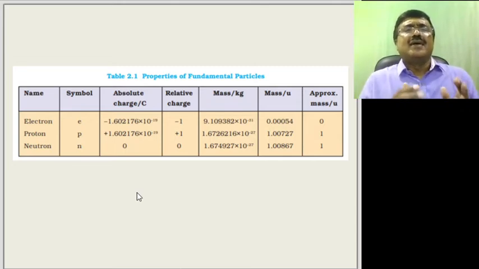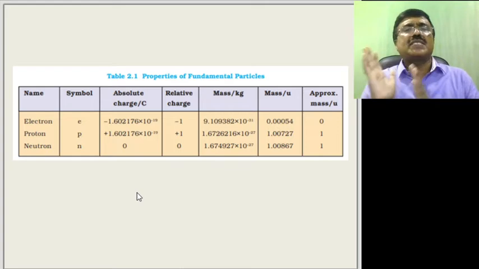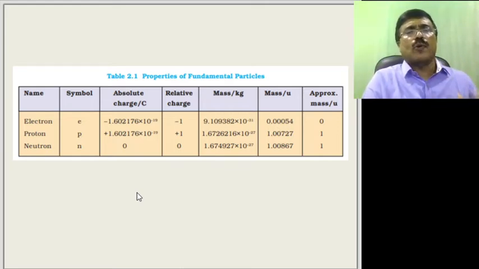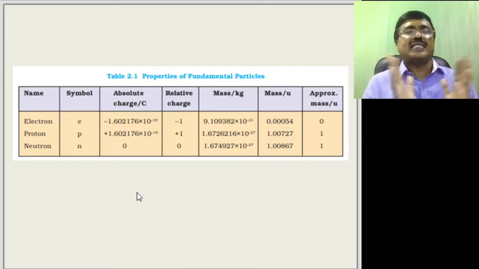Absolute charge in coulombs: for electron it is negative 1.6 into 10 raised to minus 19 coulombs. For proton it is positive 1.6 into 10 raised to minus 19 coulombs. Neutron is chargeless, we know. Relative charge, in the atomic scale we consider electron is having 1 unit of charge, proton is also having 1 unit of charge, one is negative and one is positive.